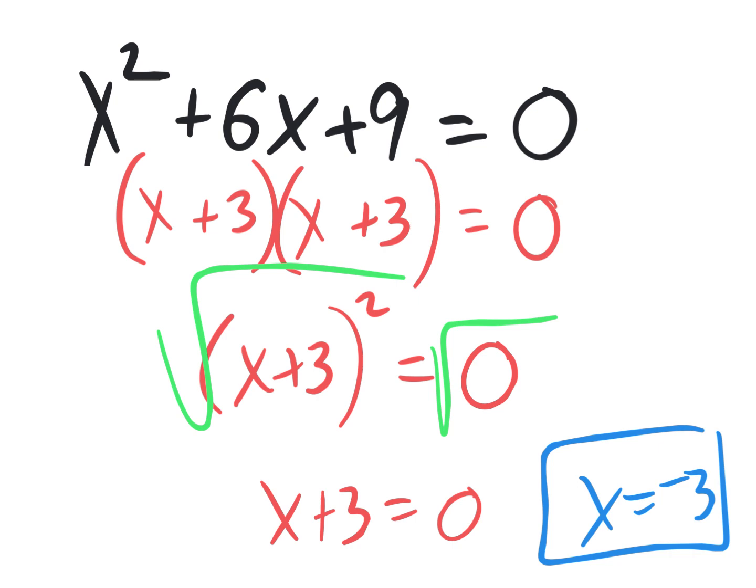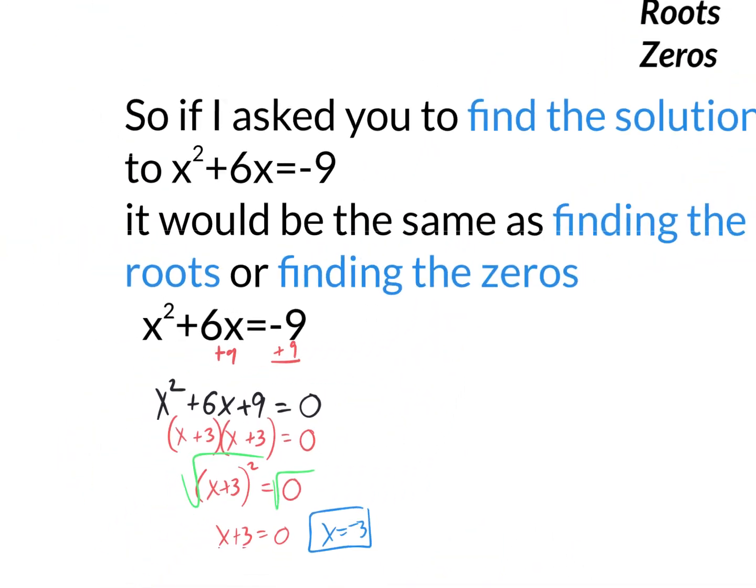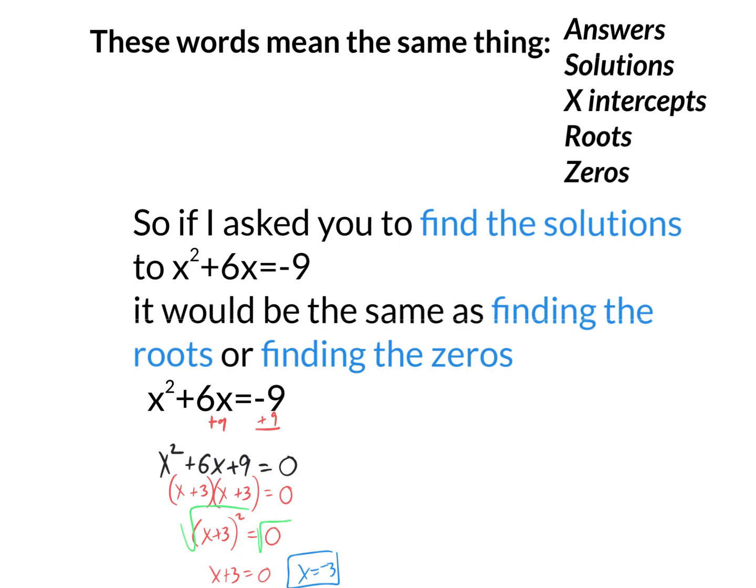Now, the reason why I solved it this way by rewriting it as a binomial squared is so you could see that you applied a square root to be able to solve it, and that's where the word root comes from on this list of words that means the same thing. So if I told you find the answers, find the intercepts, find the roots right there because you applied the root. Why could they say find the zeros? Because you had to set it equal to 0, right? Or to find the x-intercepts, you set y equal to 0. So all these words mean the same thing.